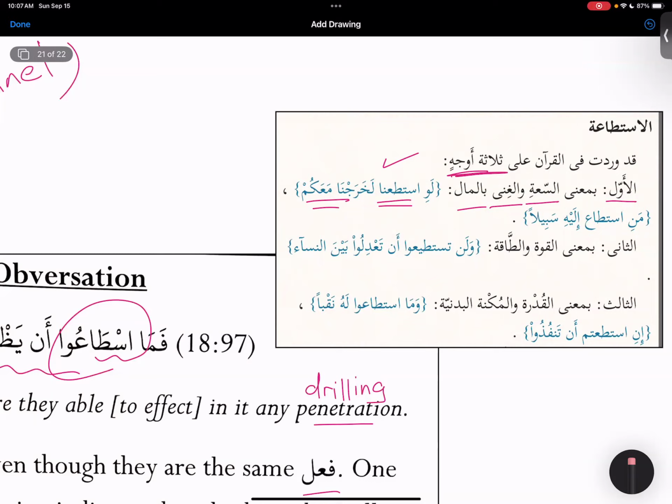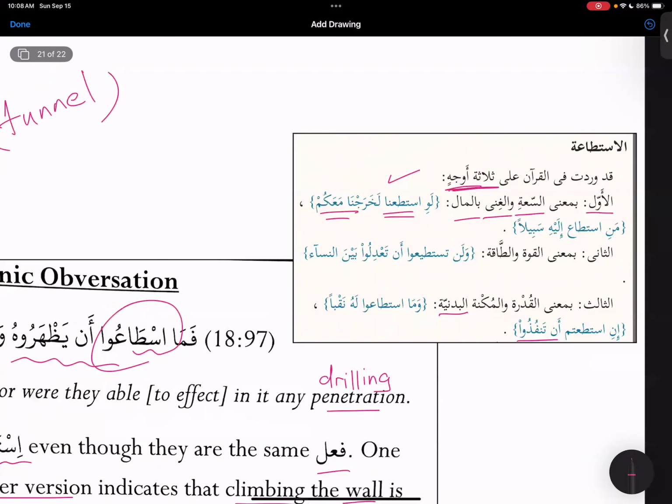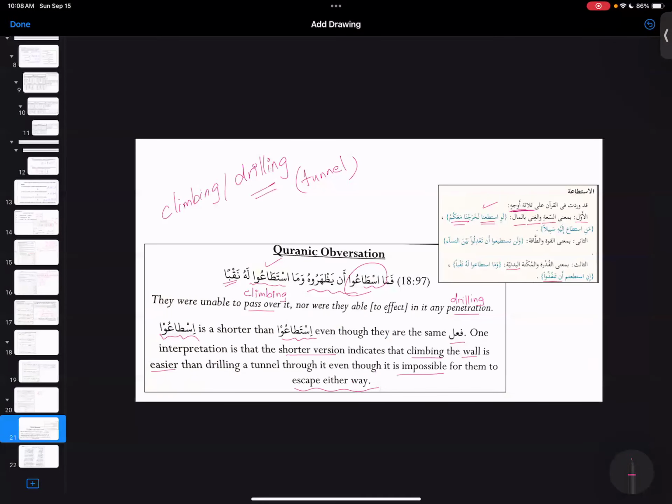Then the third meaning is bimana kudra wa muknata badniya, like physical ability. So basically again physical kudra, physical ability. Wa mastatau lahu naqba. Right? So they do not have any physical ability that they would be able to dig through a tunnel. Or it says inistatatum antanfuzu, Surat Rahman, right? So they do not have any physical abilities that they can pass through the skies, right? So these are the three meanings for istata used in Quran Pak.